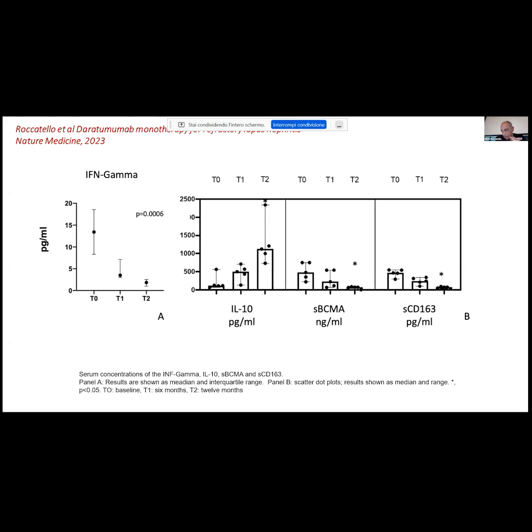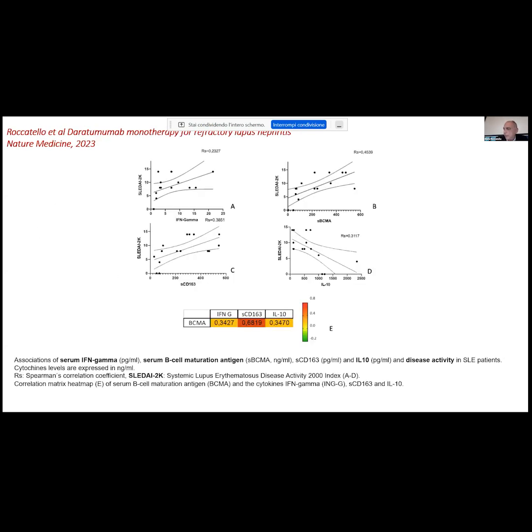Our data also showed a significant decrease in sCD163, that results from the enzymatic cleavage of the monocyte and macrophage cell membrane under inflammatory conditions. So also non-conventional parameters were dramatically modified. Notably, all these parameters were correlated to each other, and most importantly to SLEDAI-2K.